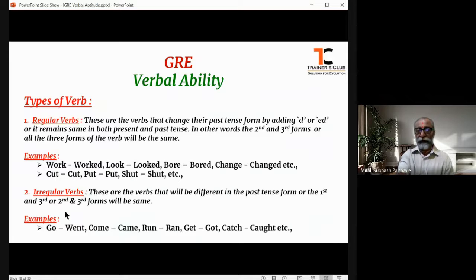Then let us come to understand the types of verb. What are the types of verb? There are two types of verbs. The first one is known as the regular verb, and the second one is the irregular verb. What is a regular verb and what is an irregular verb?